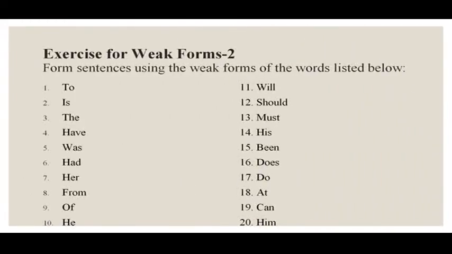In the second exercise, the student is required to use the words listed in sentences using their weak forms. Please note, if a word has two or more weak forms, the student has to form a sentence using each weak form. Say for example, the first word in the list is to. It has two weak forms. So the student will form two sentences using the preposition to.